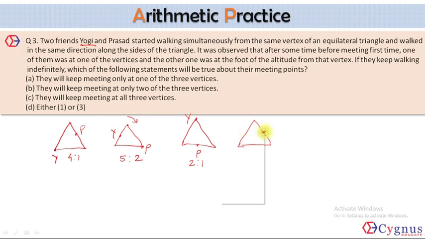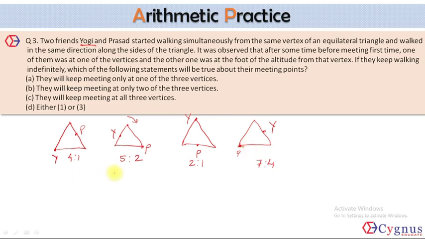Any other case? Maybe Yogi will reach here. He'll take one complete round and he'll reach here. And by that time Prasad will reach here. So Yogi has covered 2 plus 2 plus 2 plus 1, that is 7. And Prasad has covered how much? 1, 2, 3, 4. So the ratio should be 7:4 in that case.